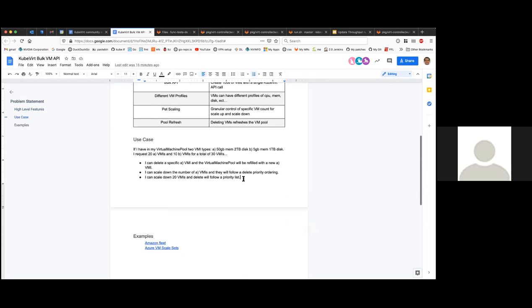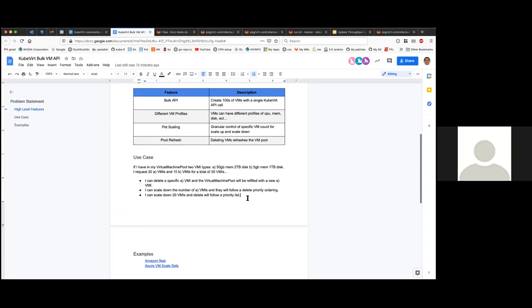Let me talk about one more thing, the use case, and I think that can help too. I'll just read this. If I have a virtual machine pool with all four features I illustrated above, I have two VM types: a 50 gigabyte memory, 2 terabyte disk virtual machine A, and a 5 gigabyte memory, 1 terabyte disk virtual machine B. If I can request 20 of these A VMs and 10 of these B VMs for a total of 30 virtual machines.